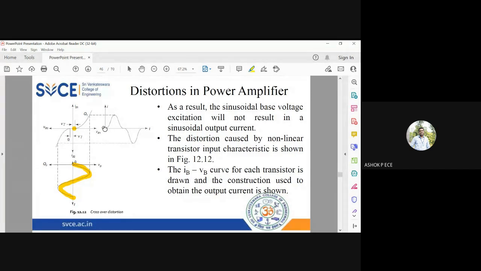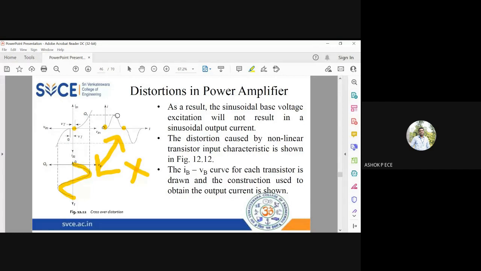But here you see some portion of the sine wave has the value as 0. Here only one value of the sine wave is 0, but here multiple values are zeros. And this waveform and this waveform are not the same. They are different, right? So this is called crossover distortion.